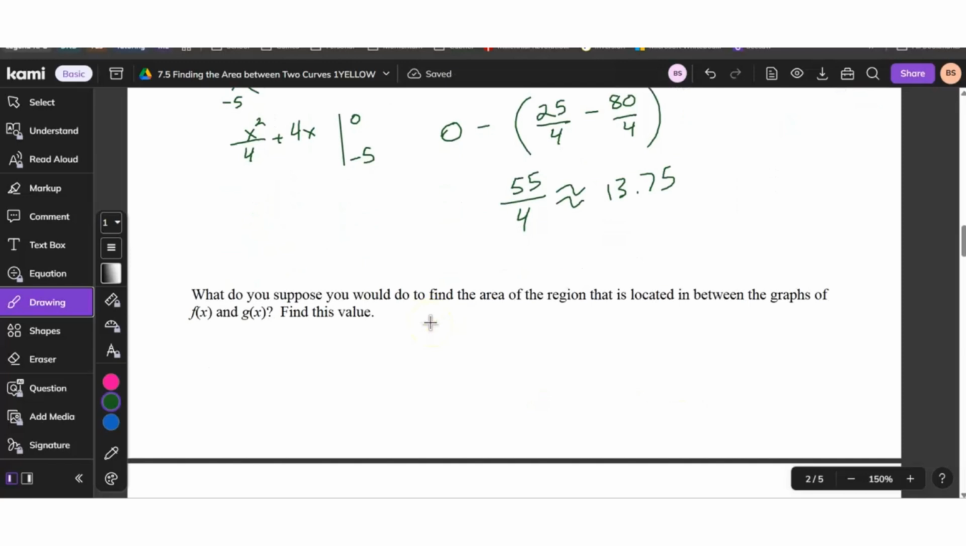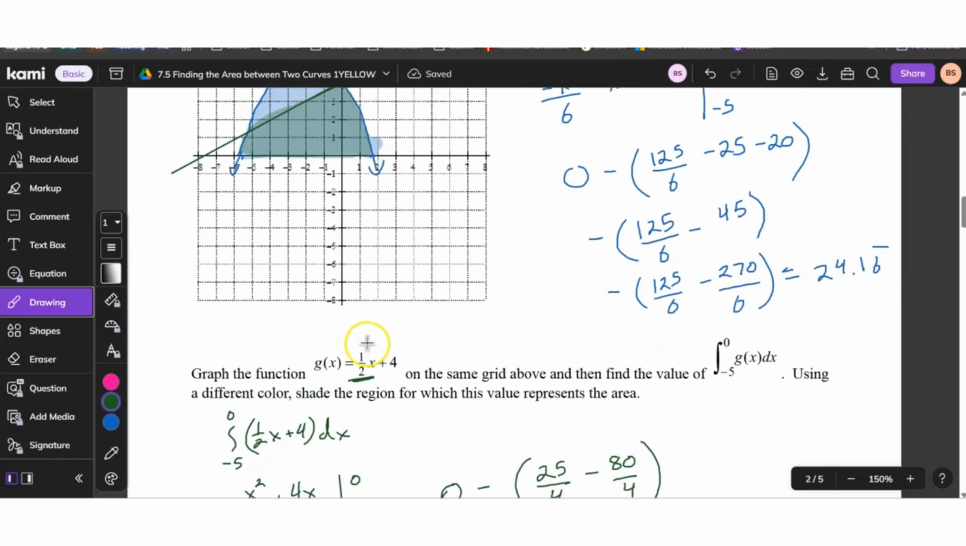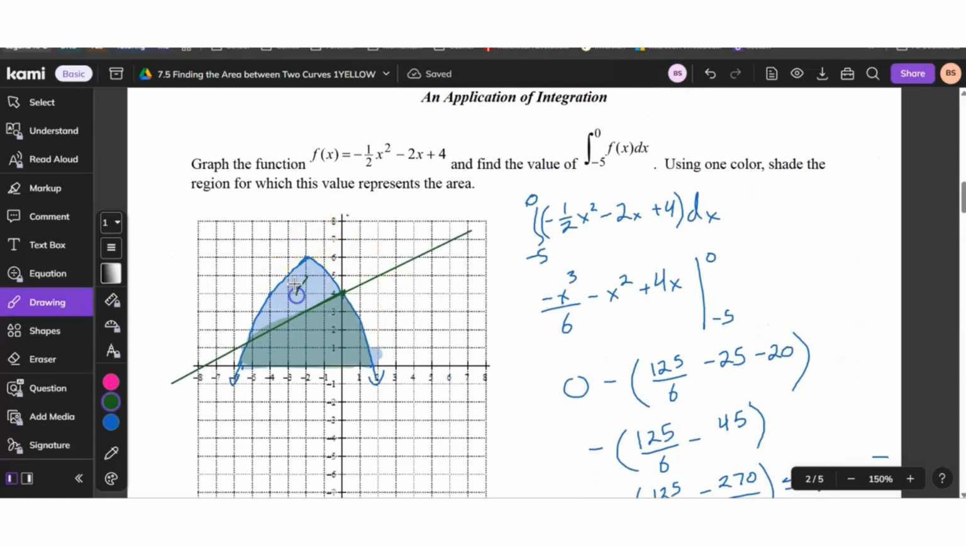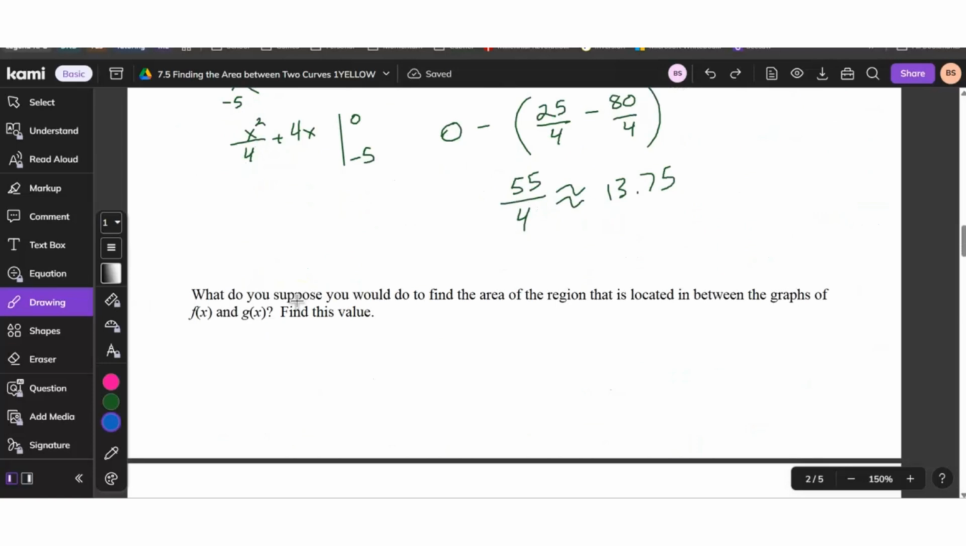How do you suppose you would find the area of the region that is located between the two graphs? Area of the first minus area of the second. Exactly. This area right here. So what I would do is find the area of the first one, the blue one, minus the area of the green, which would leave me with this area here. So that's exactly what I'm going to do.